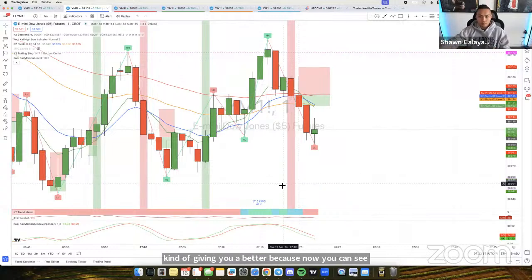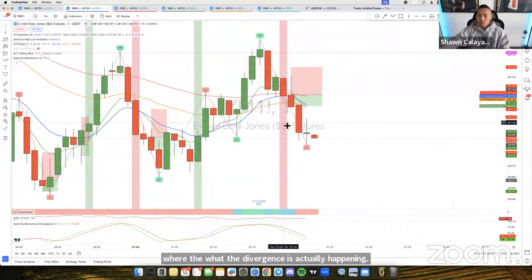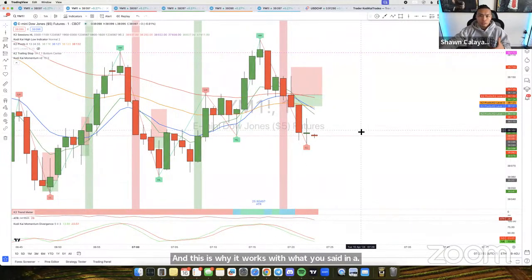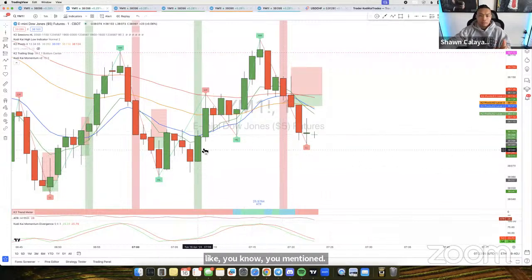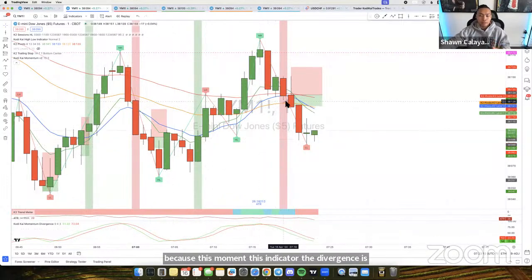And this is why it works with what you said, Madhu. Like how you mentioned, does it work if it happens before or after? That's because this indicator, the divergence, is part of this momentum indicator. So that's why they work so well together, because it's just another factor that we put into it.